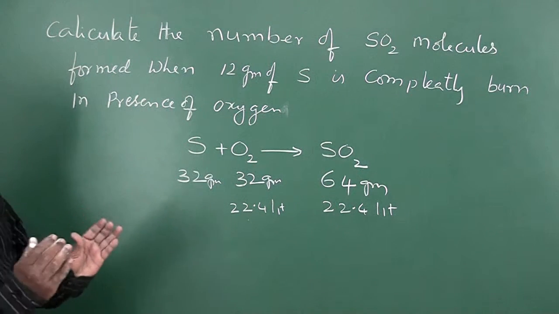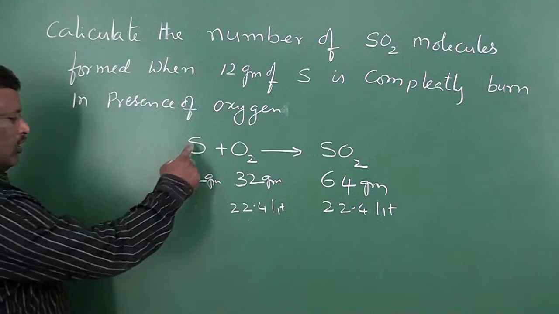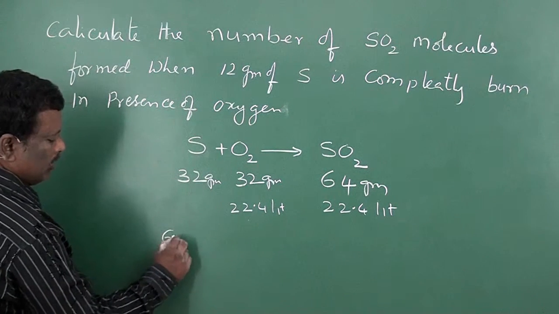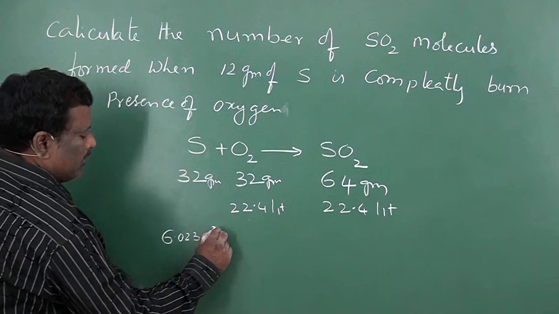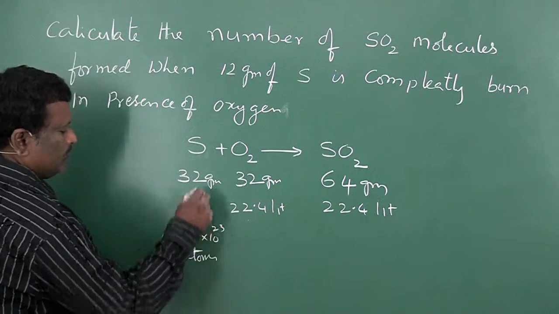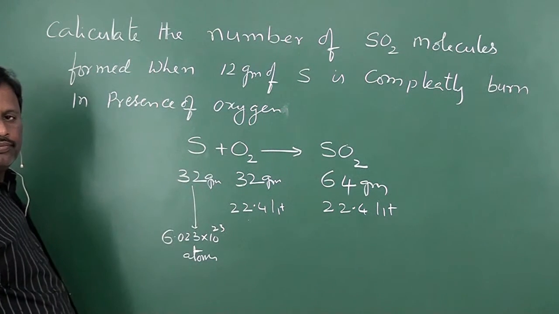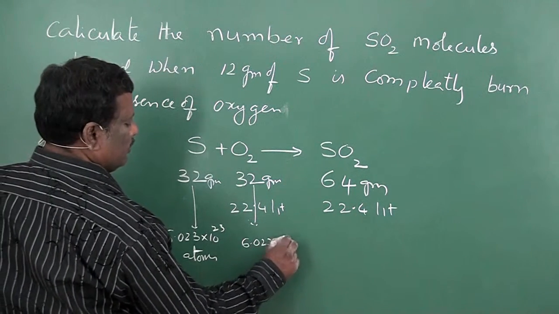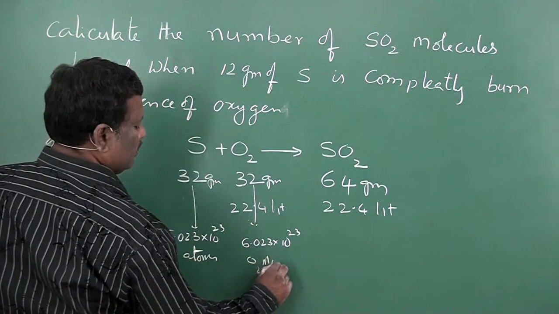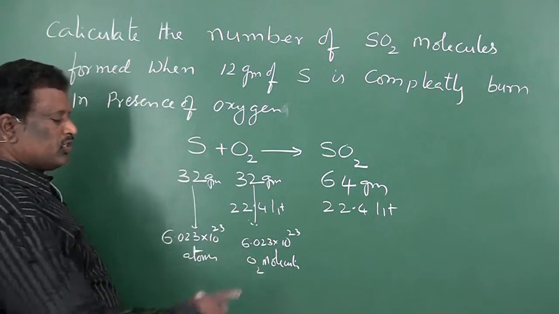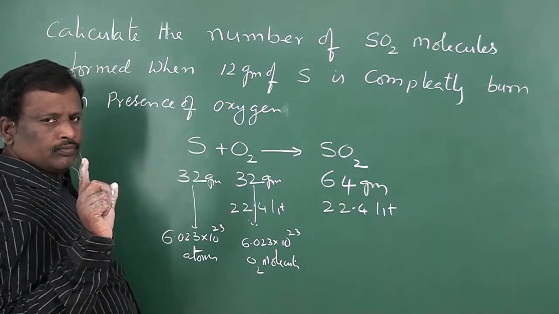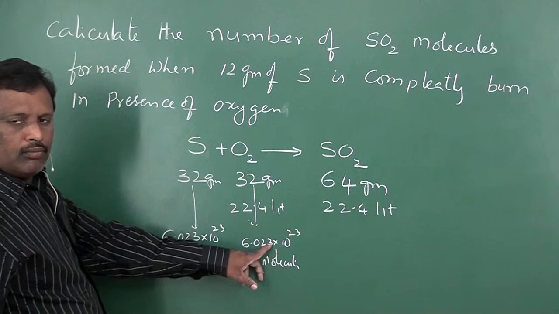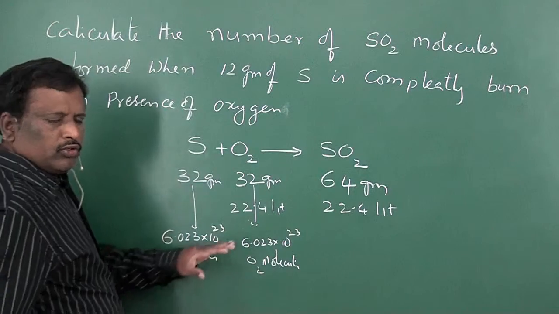Next, if we come to the number of atoms, here sulfur is in atomic state. So, it will have 6.023 into 10 to the power 23 atoms present in 32 grams. In 32 grams of oxygen, you will have 6.023 into 10 to the power 23 O2 molecules. Actually it is 6.022 into 10 to the power 23, but in some books it was written as 6.023. So, there may be no difference in it. You need not worry about that.